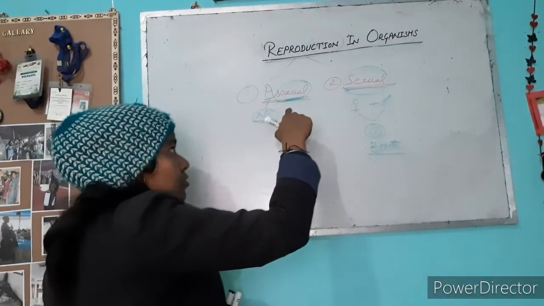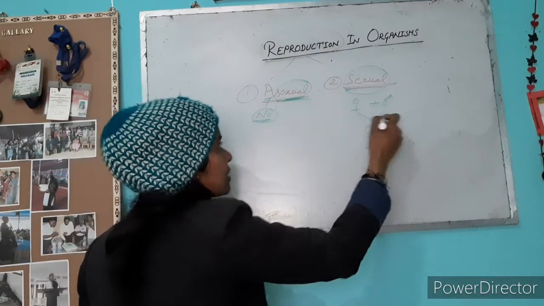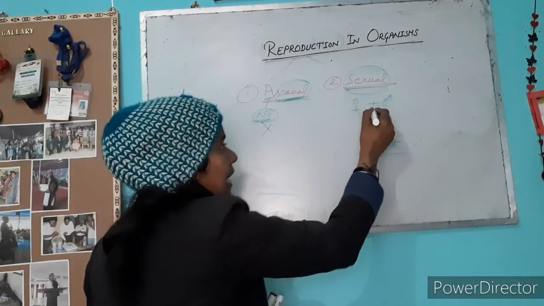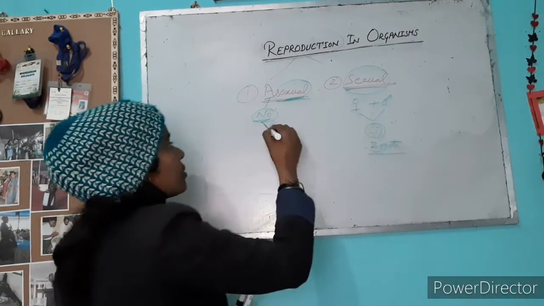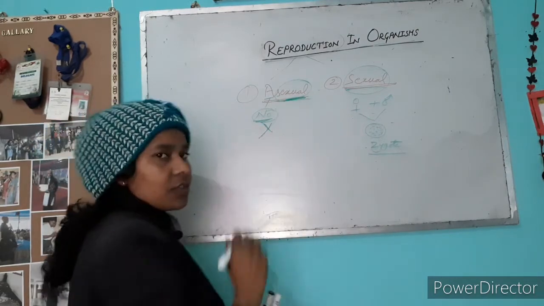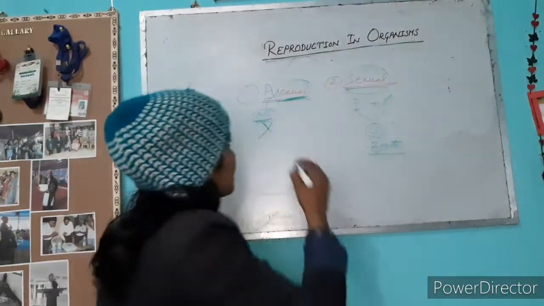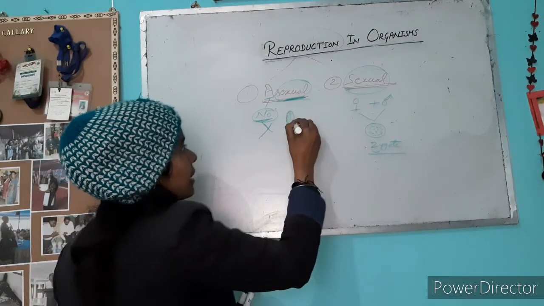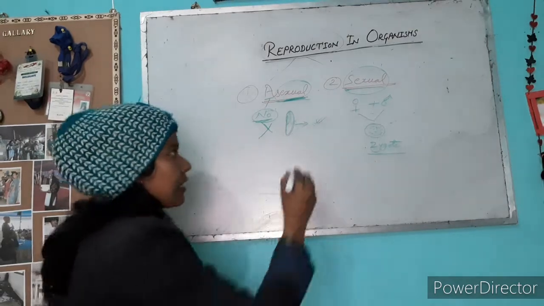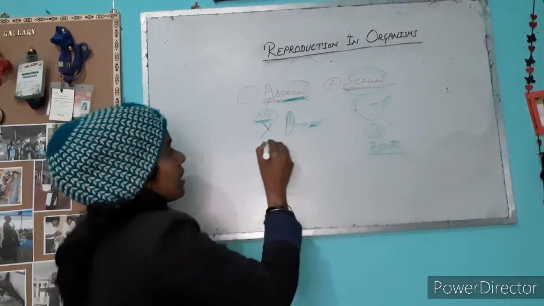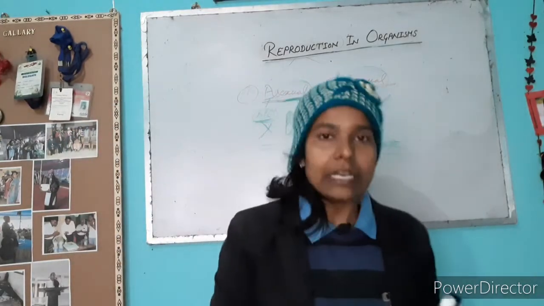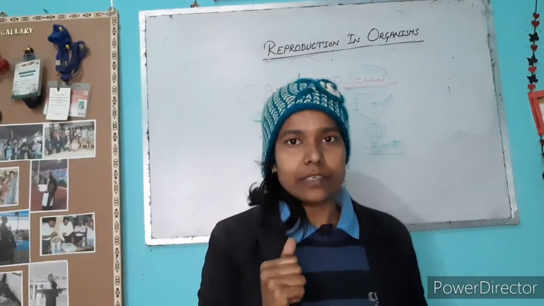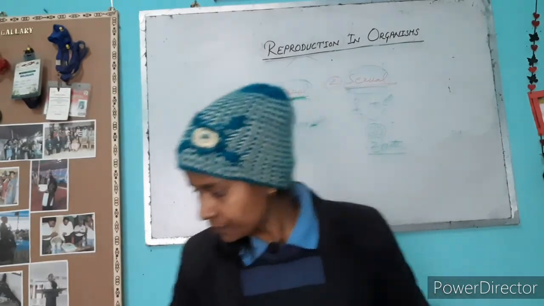But in asexual reproduction, this process is not needed. Female and male gamete fusion and zygote formation are not needed. Then how? A single parent, one parent, can produce the offspring. But how? There are different methods. Actually there are 6 methods, so let me write all 6.